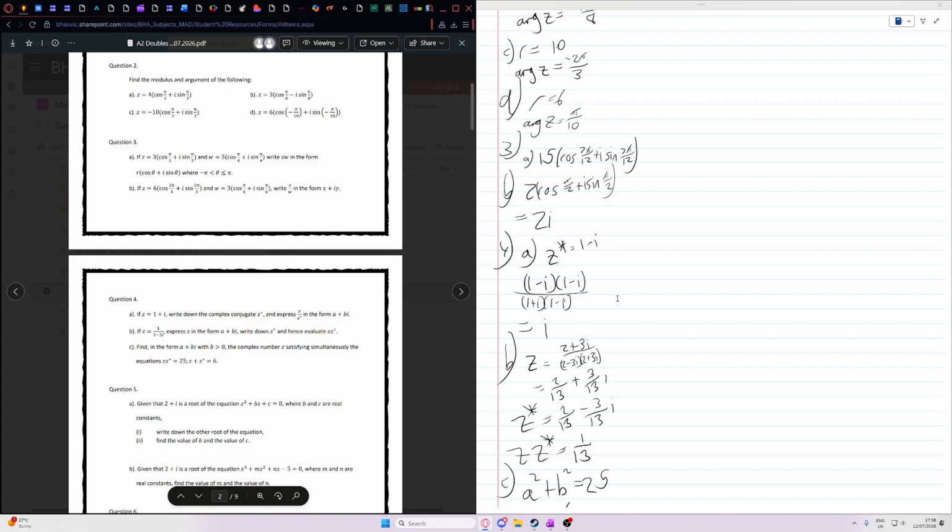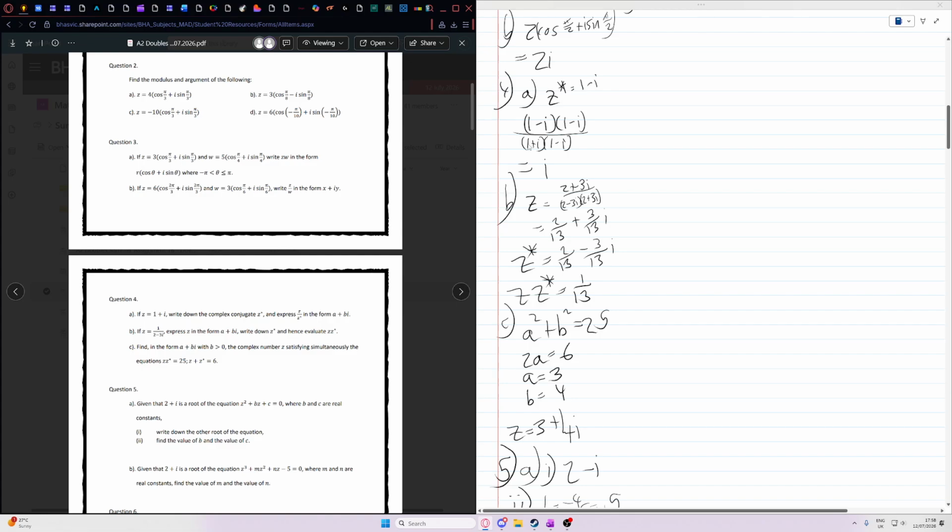Yep, conjugate. I mean, this is just simple stuff. Z over Z star, just going to multiply by the conjugate again, find your answer. Part B, again, multiply by the conjugate and then find the conjugate of that entire thing. And then multiplying them, you just do a squared plus b squared, and that'll give you 1 over 13.